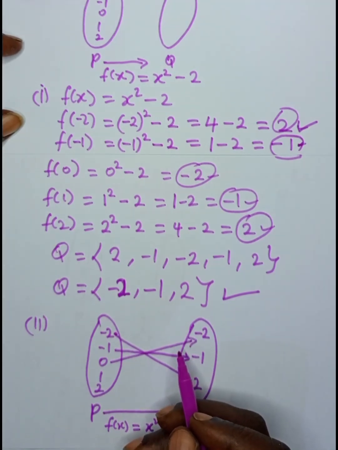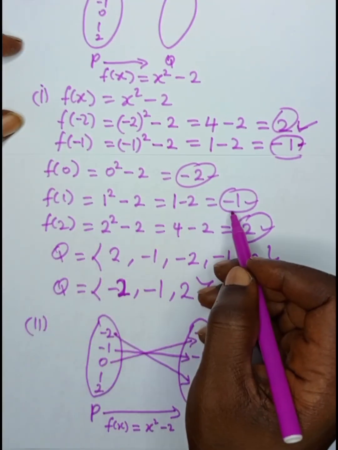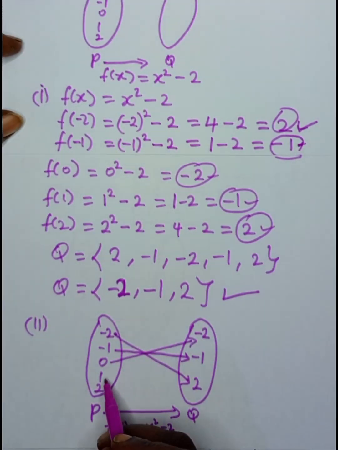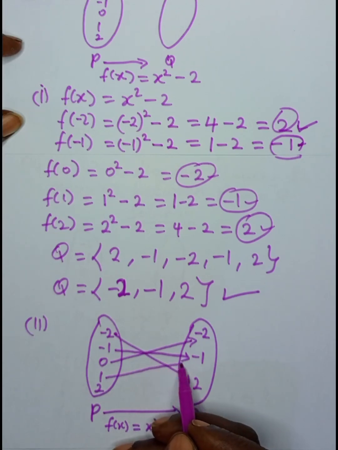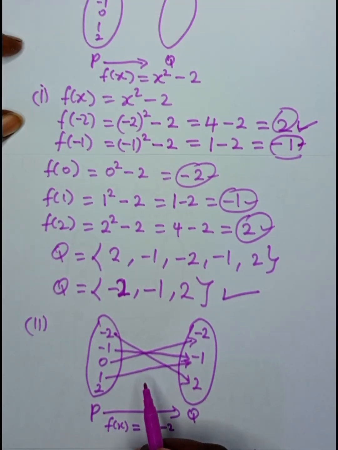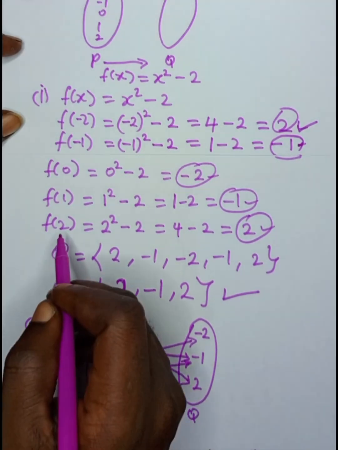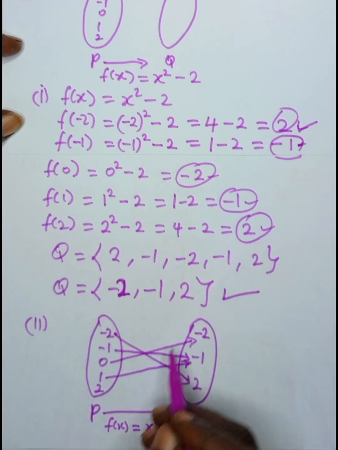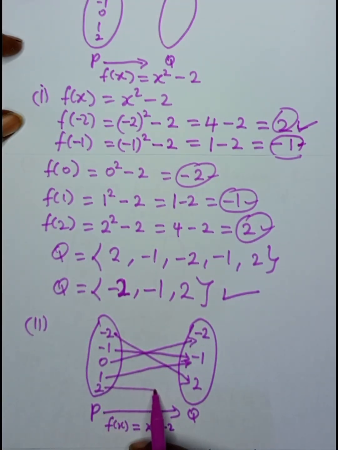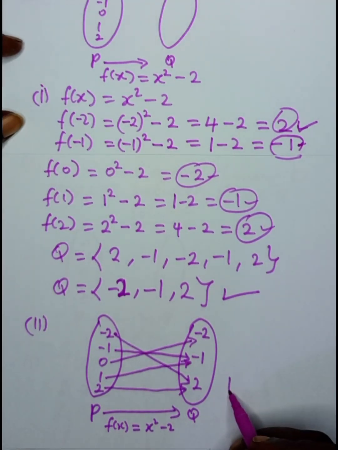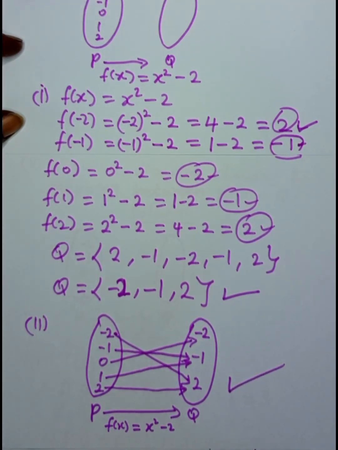What is the image of +1? Which is -1. So +1 maps to -1. What is the image of +2? Which is +2. So 2 will map to +2. So this becomes the diagram showing the mapping between P and Q.